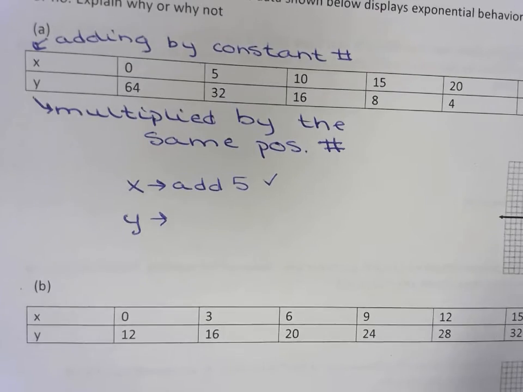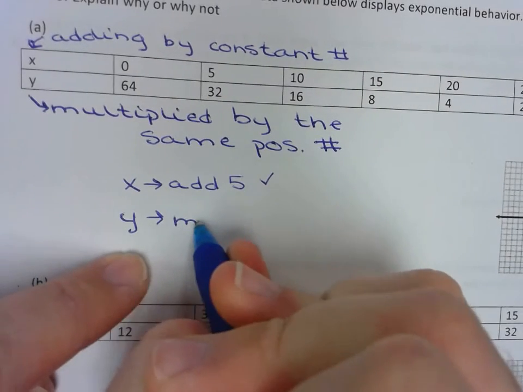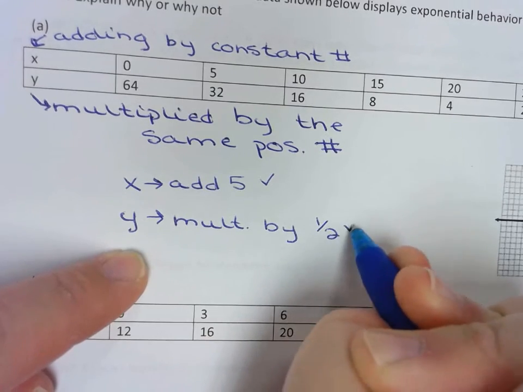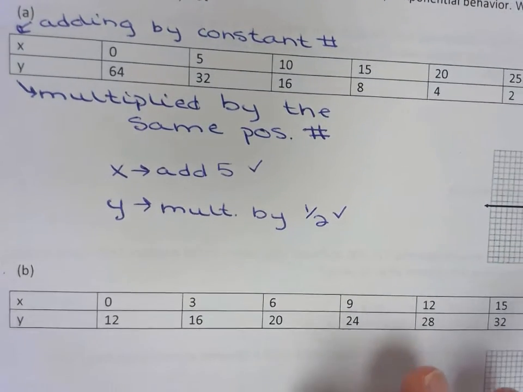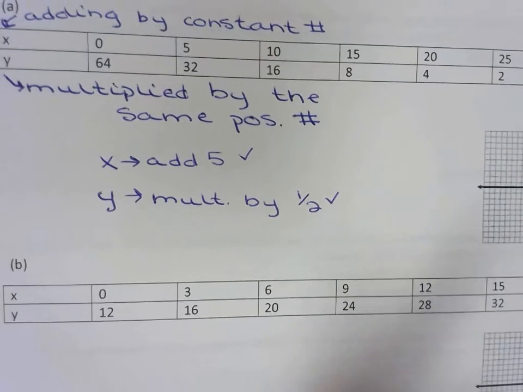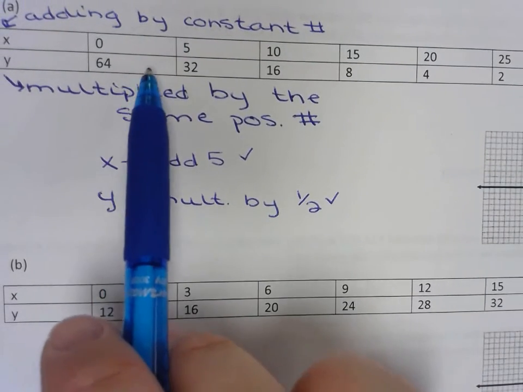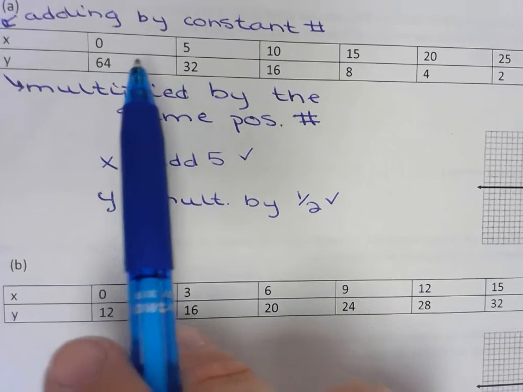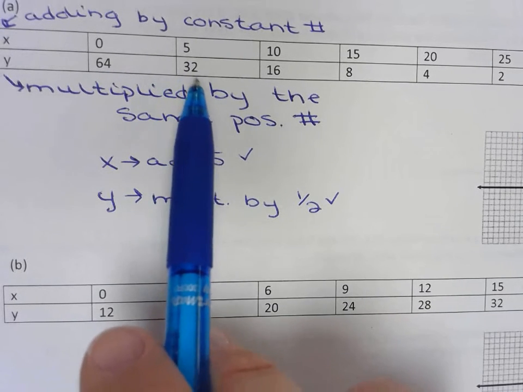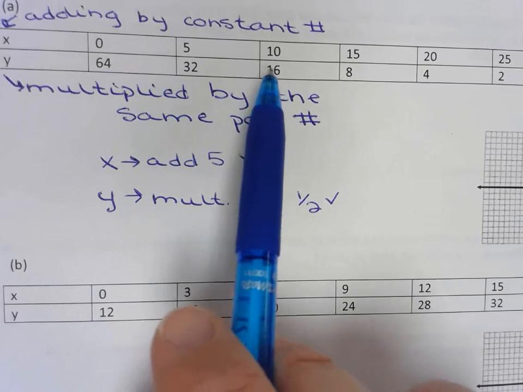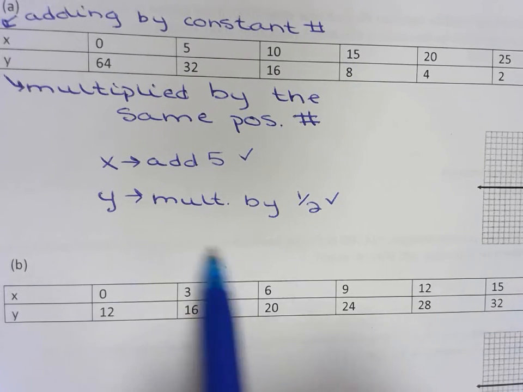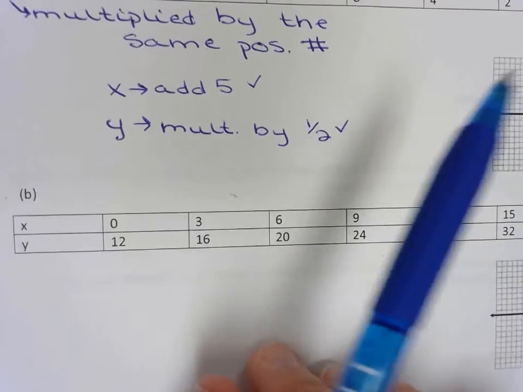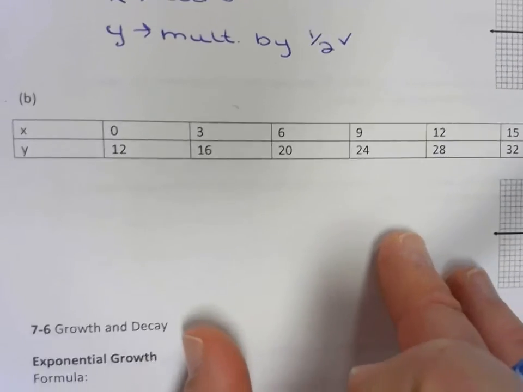I'm multiplying by 0.5, or a half. So for your y values, I have to be multiplying by the same positive number each time, which I am. 64 times a half gives me 32. 32 times a half gives me 16. 16 times a half gives me 8. So I'm multiplying by a half. That's what we check for. Okay? Now let's look at B real quick.